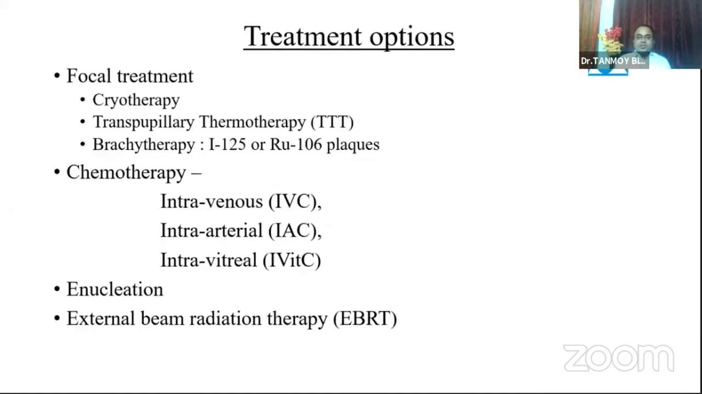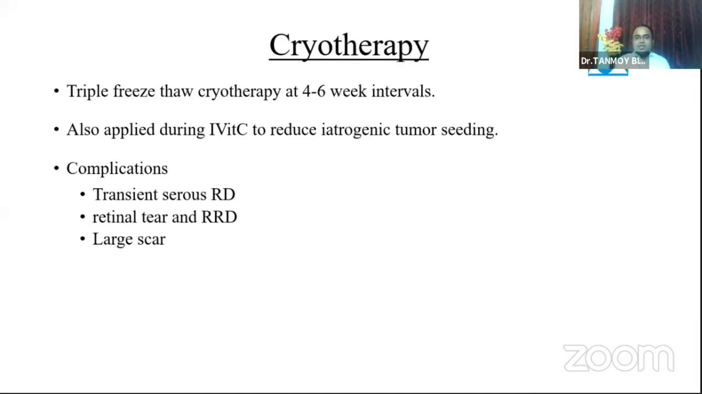So the treatment options, we'll quickly go through that. Main are the focal treatment, the chemotherapy, the enucleation, and the external beam radiation therapy, which is not used very commonly nowadays. So focal therapy can be cryotherapy, which is usually done at 4 to 6 week intervals, and it can also be used with intravitreal chemo to reduce iatrogenic tumor seeding. The complications can be transient serous RD, retinal tear, and large scar.